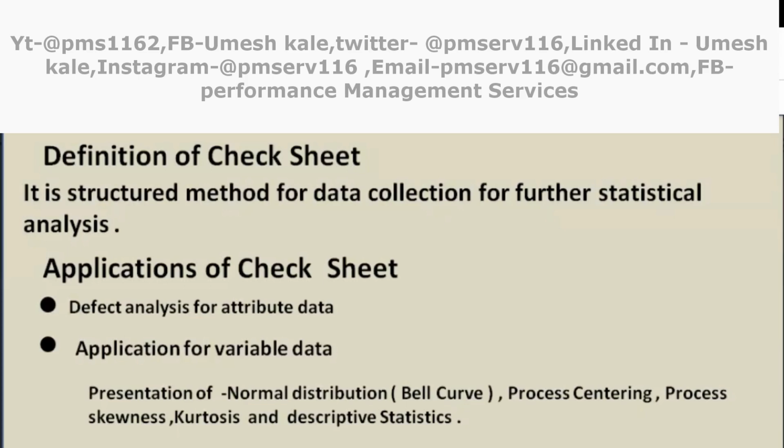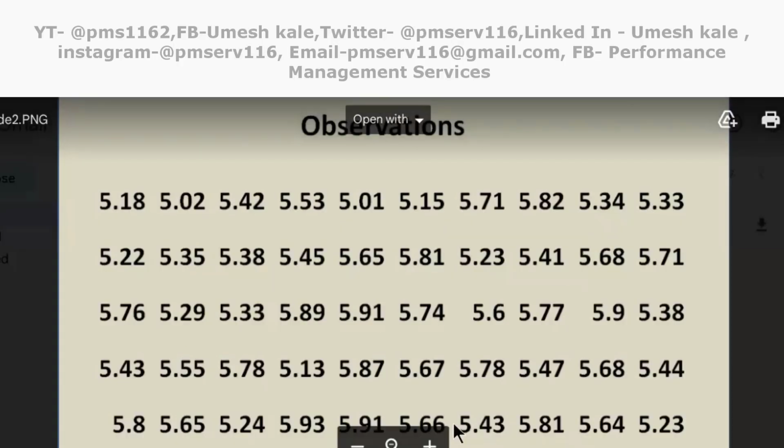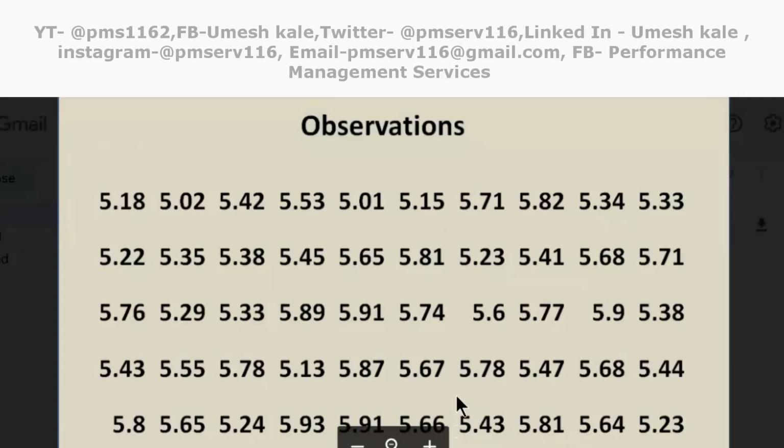Initially we are sharing some slides to understand the subject. The first slide is regarding the observations. We have collected 50 different observations of a measurement. This is variable data. You can consider it the outside diameter of a shaft, or any outside dimension of a fabricated part. This is random data. The minimum value is 5.01 and the maximum value is 5.91, and the observations lie within this range. Further, we'll move to the frequency distribution.